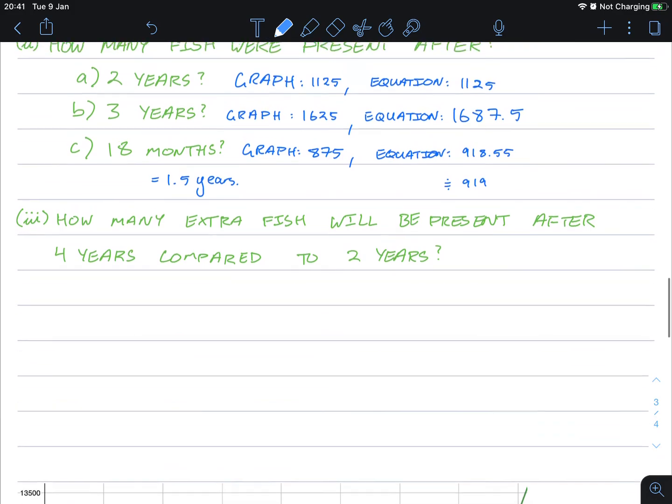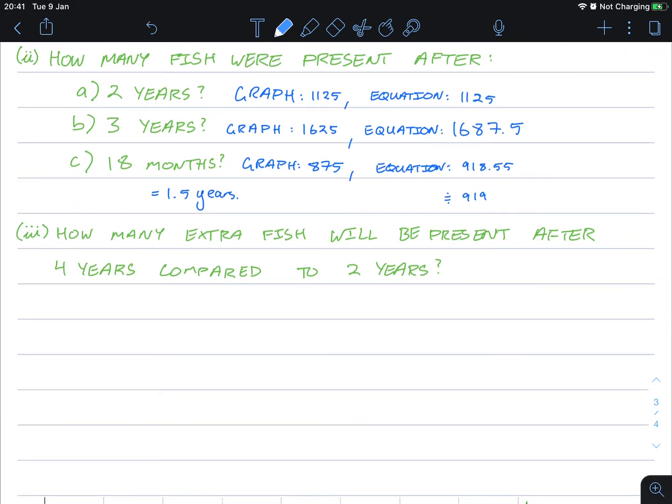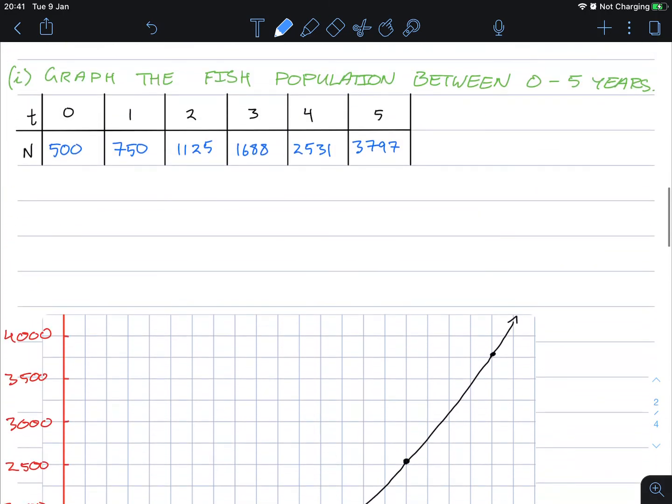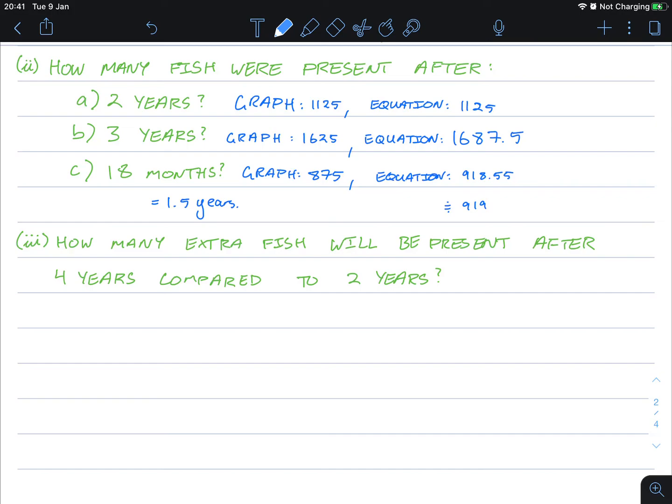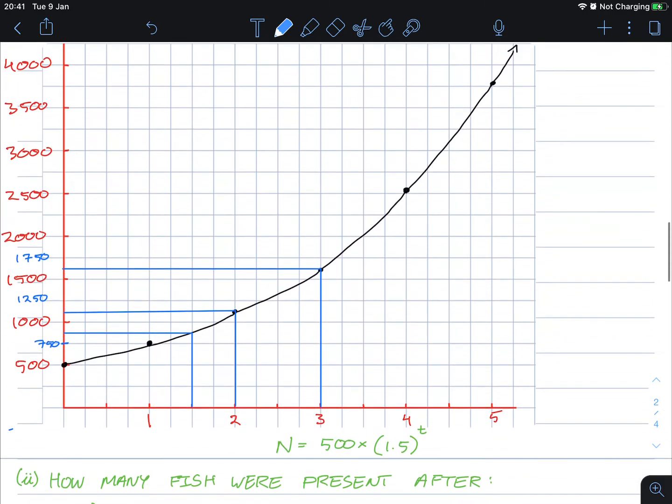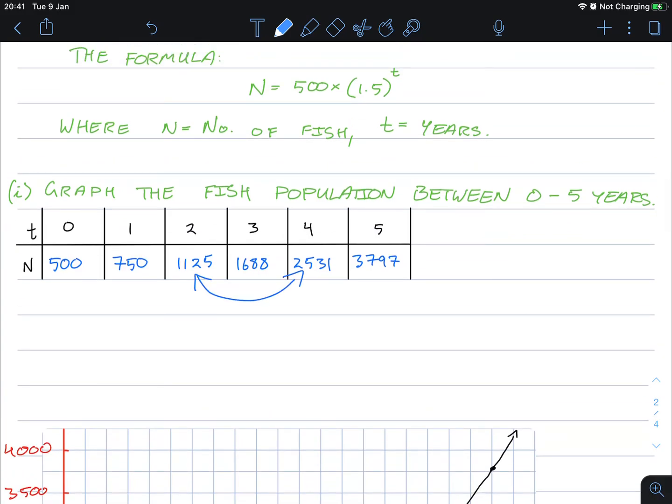Let's do one more question. How many extra fish will be present after 4 years compared to 2 years? So now a lot of people assume we just take a look at 4 years. So 4 years is this, and we compare it to the 2 years, and we find the difference between the two. However, if you read the question, how many extra fish will be present after 4 years compared to 2 years? So we're just going to take these two and we're going to subtract them, because this is the 4th year compared to the 2 years.